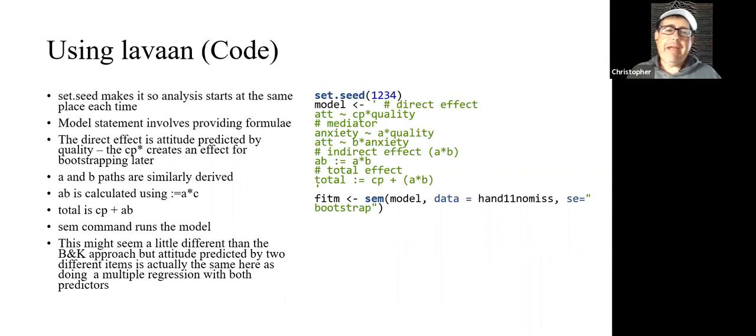The SEM command runs the model, and we'd have to tell it the data, and then adding se equals bootstrap means that it's going to calculate bootstrapped effects for our indirect effect and all of the other effects. Again, this doesn't really differ from the Baron and Kenny approach. The only way it does differ is that it's a little more minimal. We're not having to run 3 different analyses because we can get all the information that we want from a couple of different pieces.